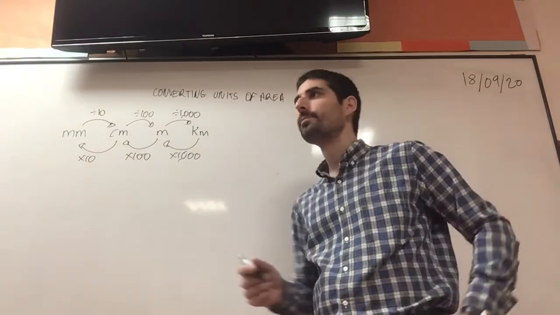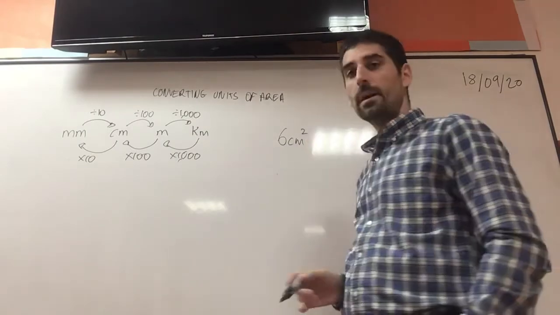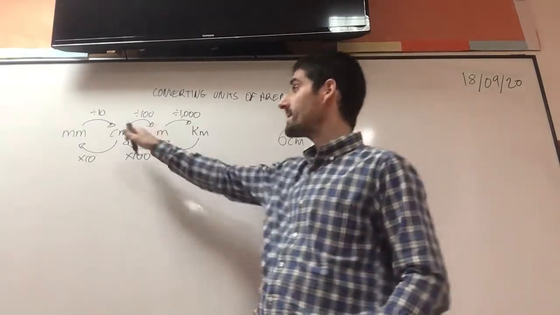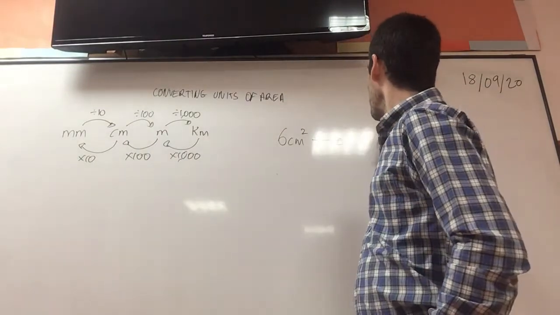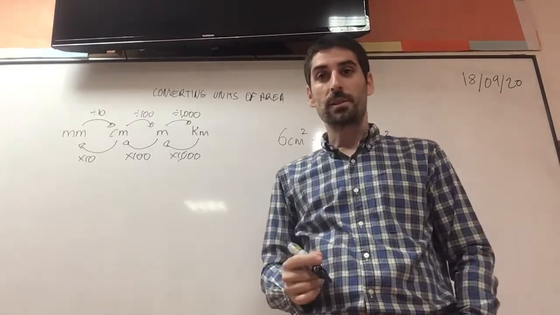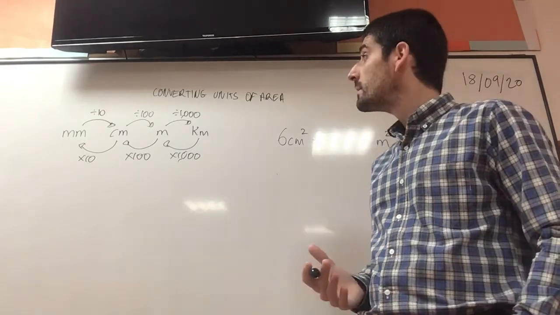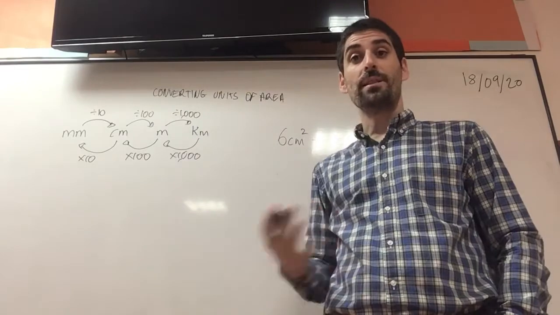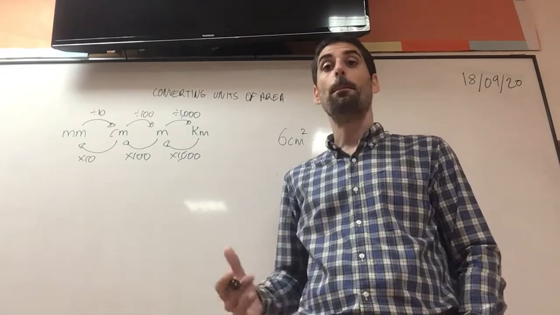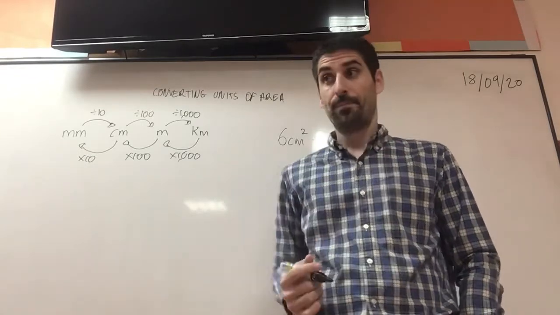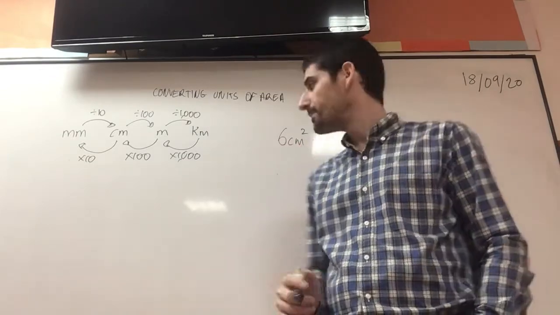Let's say I've got 6 centimeters square, so not 6 centimeters, but 6 centimeters square. We're talking about area. And I want to change that into meters square. How would I do that? A lot of you may be thinking that centimeters to meters I divide by 100, so that's all I have to do: 6 divided by 100, 0.06 meters square. And you would be wrong. That's the common mistake. Let me show you with an example why that is not the case.